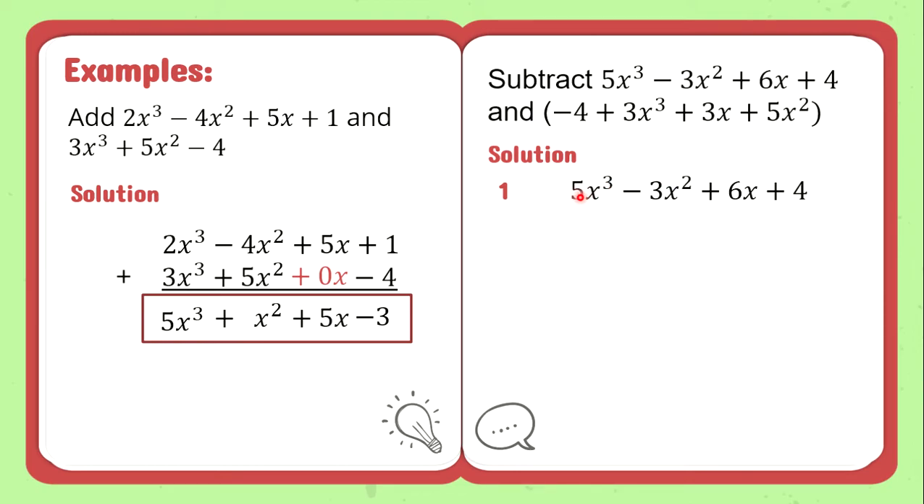So 5x cubed should be aligned with 3x cubed. And here, negative 3x squared should be aligned with the like term, 5x squared. Same way, 6x should be aligned with the same literal coefficient, or like terms, which is 3x. And lastly, the constants should be aligned vertically. That's the only time that we can perform the indicated operation, which is subtraction.